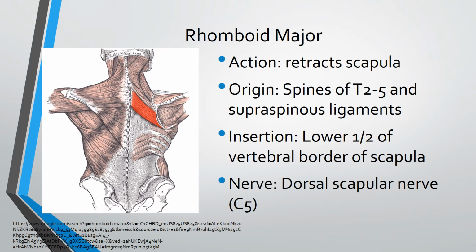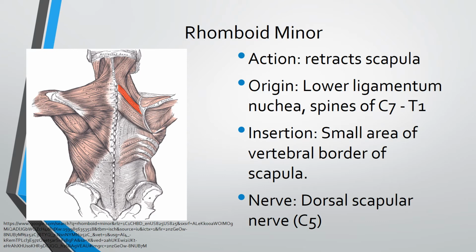The rhomboid major originates on the spines of T2 through 5 of the supraspinous ligaments. Its action is retraction of the scapula. The insertion is the lower half of the vertebral border of the scapula, and the nerve is the dorsal scapular nerve, C5.